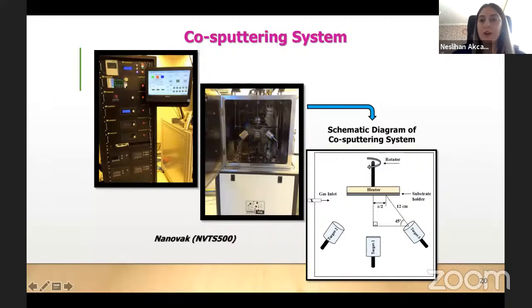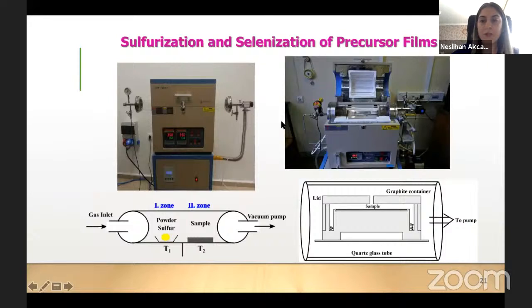For sulfurization and selenization of the precursor films, we used these furnaces. The first furnace is at our laboratory in Turkey. We sulfurized the films in this system. It has two regions, as you see. You can arrange the temperature of the regions separately in the system. And the selenization of the films was conducted in Vilnius University by Professor Remigijus Juškėnas and his group.